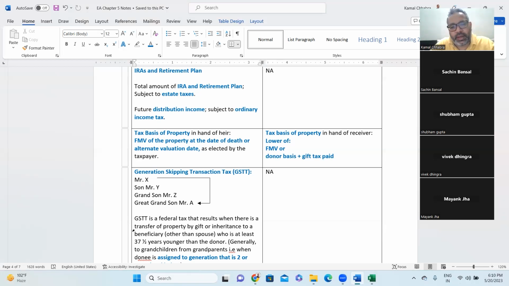Yes. And on the gift side, the tax basis of the property in the hand of the receiver would be the lower of fair market value or donor basis. What is donor basis?